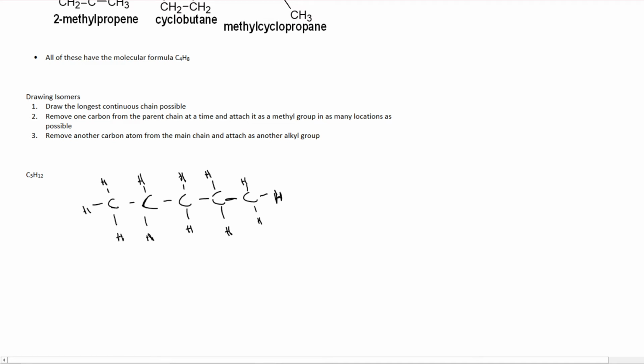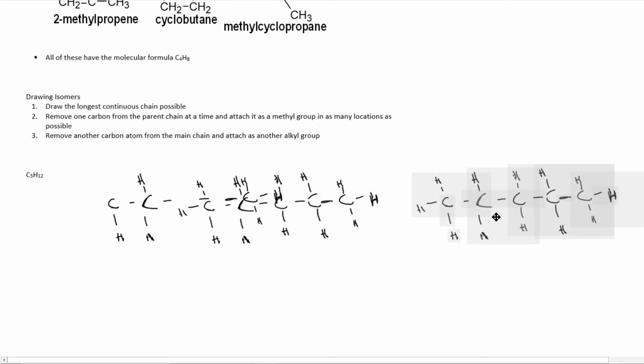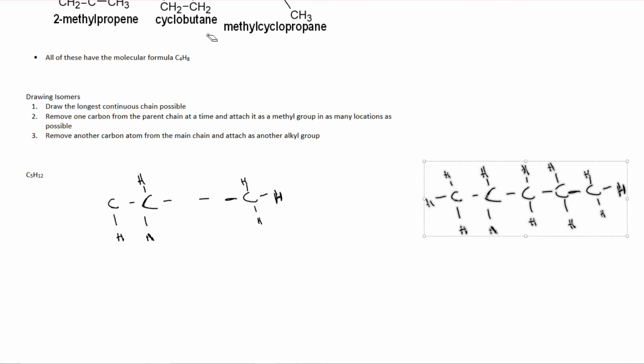The next step that we'd want to take is to remove one carbon from the parent chain at a time and attach it as a methyl group. So if we wanted to draw a structural isomer, we'd copy and paste this. Then I would remove this last carbon here and attach it somewhere on the molecule as a methyl group. So we'd move this guy over here and put this as a CH3 like such. Then we'd have to add in a hydrogen at the end there. And then boom, we have a structural isomer.